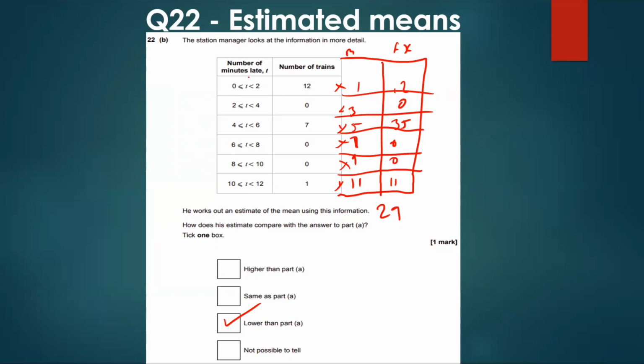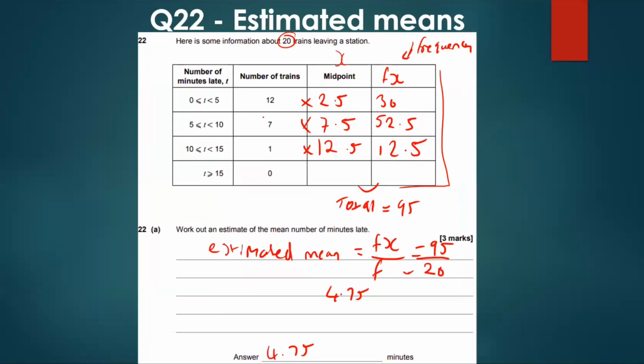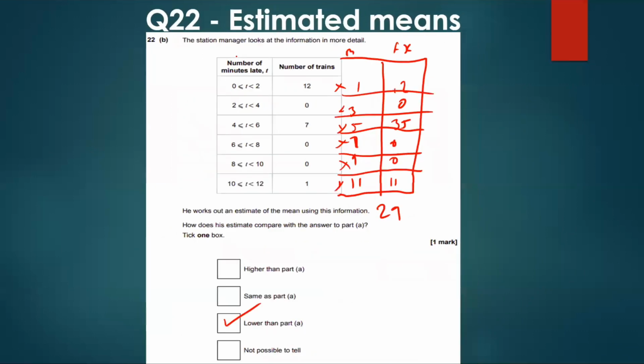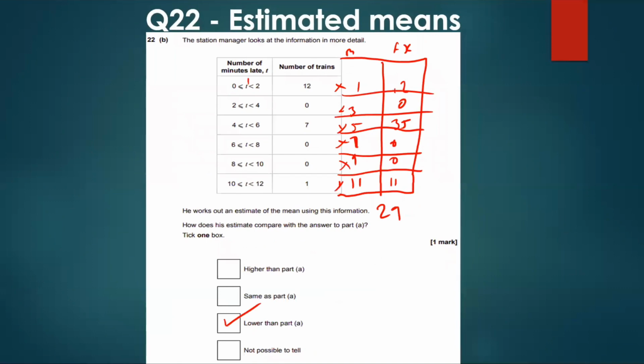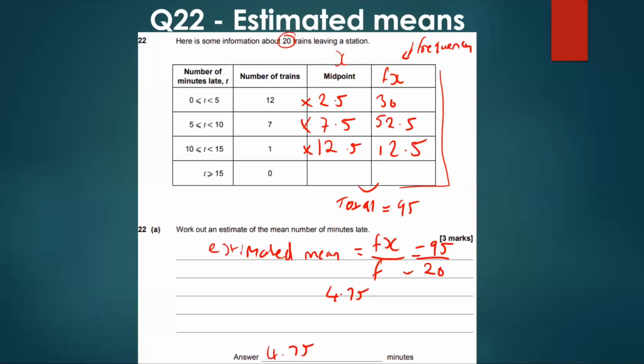So my numbers of 0 to 2. Well, actually, the minutes late here, comparing 0 to 2, I've got 12 times 1, which is 12. So I've only got 1 as the midpoint here. So I'm saying that 12 trains were 1 minute late. Now, the number of trains that were 1 minute late here was 0 to 5. So my actual difference is less, because it's saying only 1 minute late is 12 trains. But it's saying here that 12 trains are actually 2.5 minutes late.